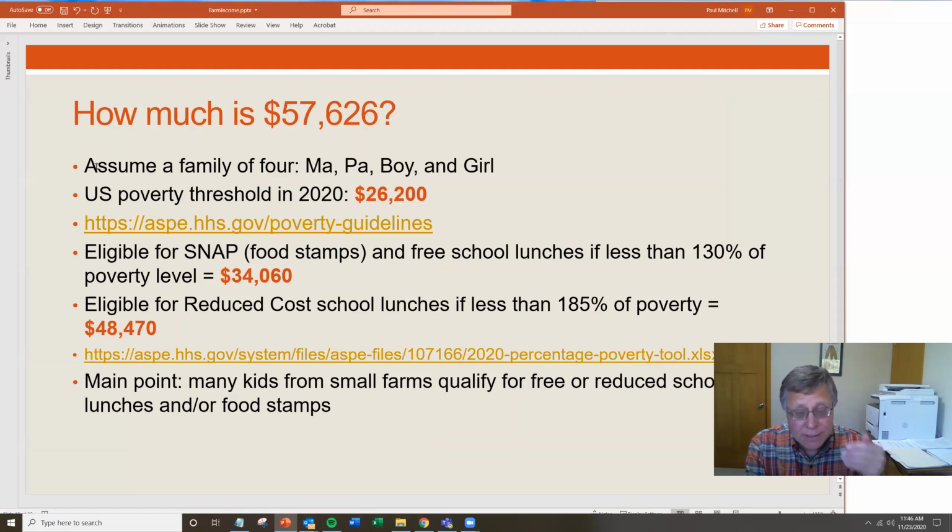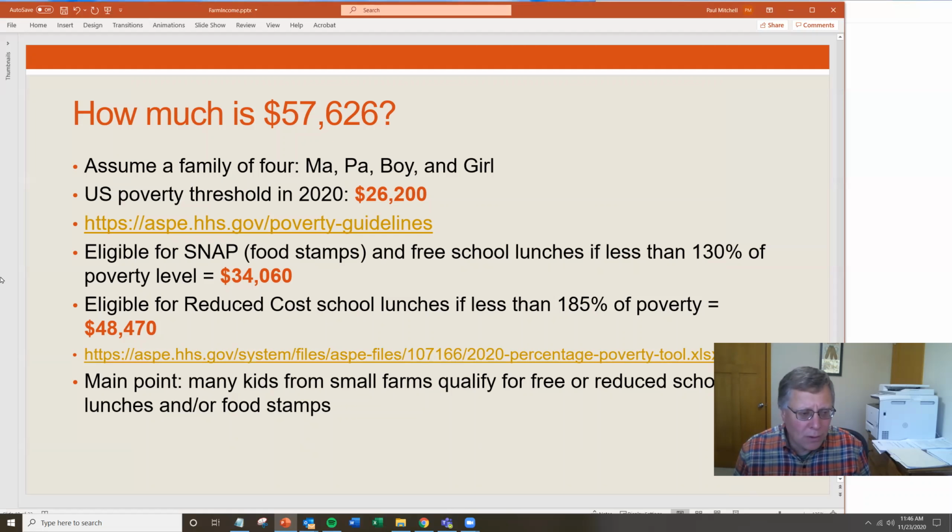You would be eligible for SNAP, the Supplemental Nutrition Assistance Program, the old food stamps program, and free school lunches if your income is less than $34,000. And then the last one would be reduced cost student lunches, if you're at 185%, or almost $49,000, $48,500. And really, if you go back and think about it, that mean was 57,626. A lot of them had negative farm income. That's the mean. There's a bunch of them below that.